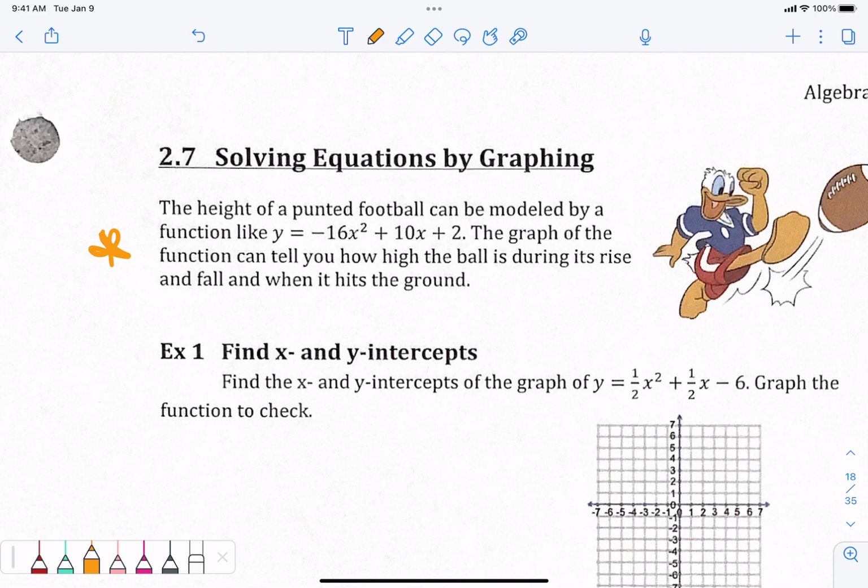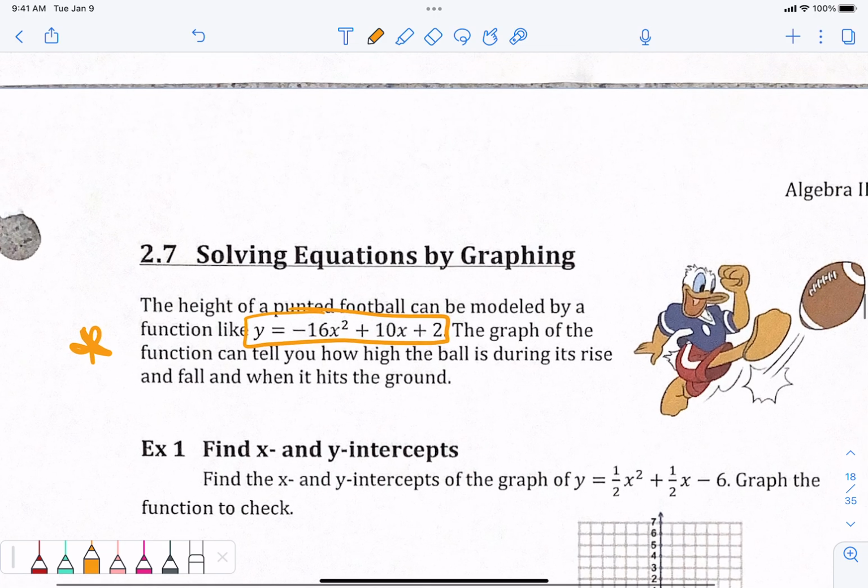The height of a punted football can be modeled by this function right here. The graph of the function can tell you how high the ball is during its rise and fall and when it hits the ground. So this function, what is its parent function, by the way? Y equals x squared is the highest power. Now, the plus x gets trumped by the x squared, so this is just an x squared function.